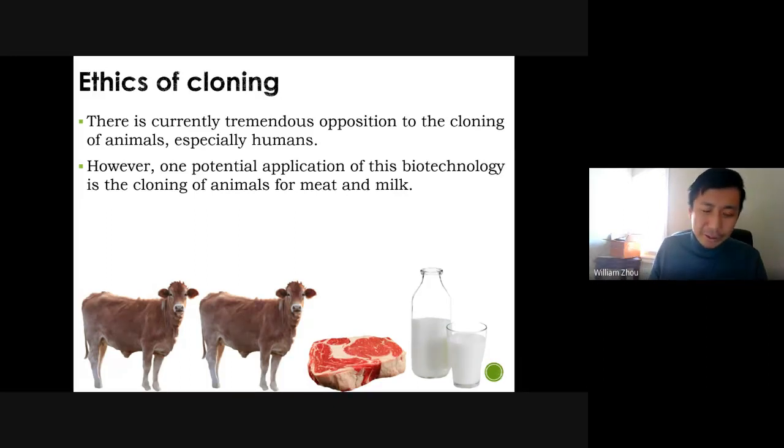Because it's so touchy, we need to have a lot of discussions. We could clone animals for meat. Instead of farming them, we can straight up clone them, or for milk. You know what I mean? Okay, I have more comment. What about endangered species? Okay, I see you're thinking there.